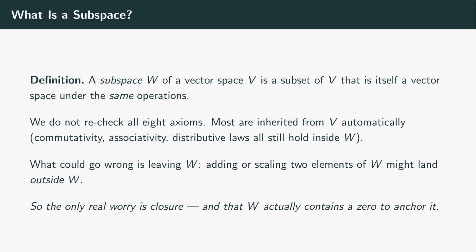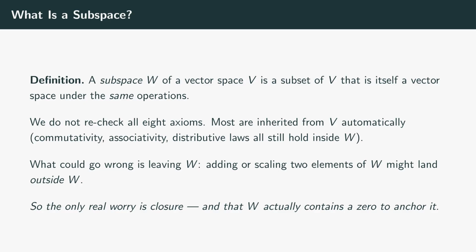Now we zoom in. A subspace is a subset of a vector space that is itself a vector space, using the very same addition and scaling. The first good news is that you do not have to re-verify all 8 axioms. Most of them, commutativity, associativity, the distributive, and compatibility laws, are statements that hold for every element of the big space, so they automatically hold for the elements of any subset. Those come for free.